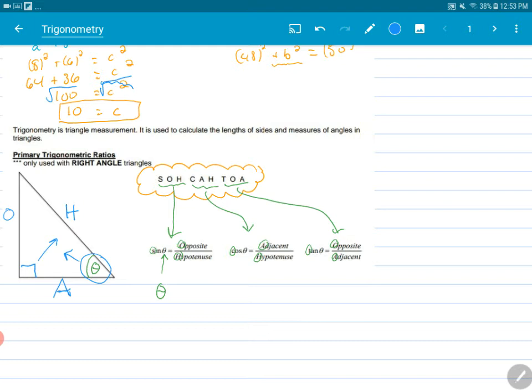So when we are using these fractions, like sine theta is opposite over hypotenuse, that means that sine of this angle here is going to be the opposite side length divided by the hypotenuse side length. And same thing for cosine and same thing for tangent. And we're going to take a look at that in a second.